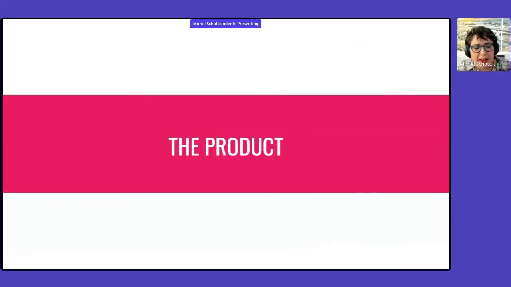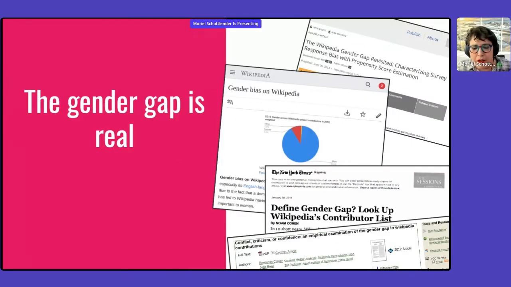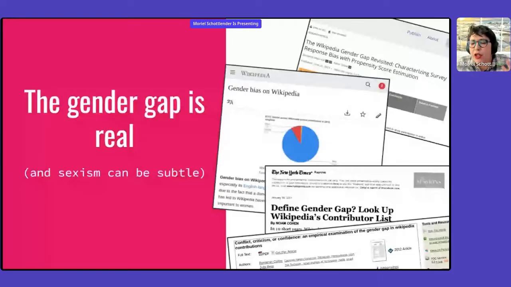What is Neutrality WTF? So we all know that the gender gap is real. But the gender gap is not just about how many articles we have about women or non-men. The gender gap is also a little subtle. The gender gap is about how we talk about both genders. And sometimes, or a lot of times, even when we do have articles about women, we tend to talk about them not quite the way that we talk about men.